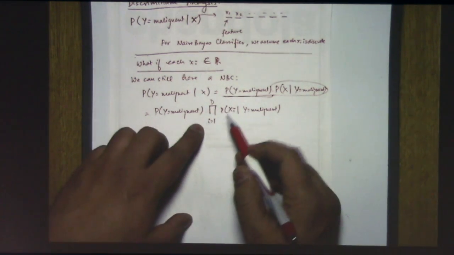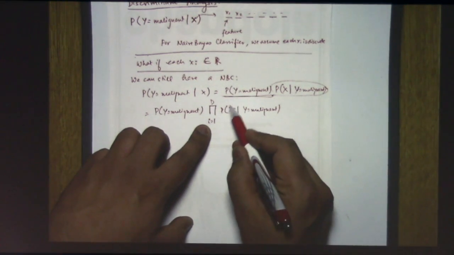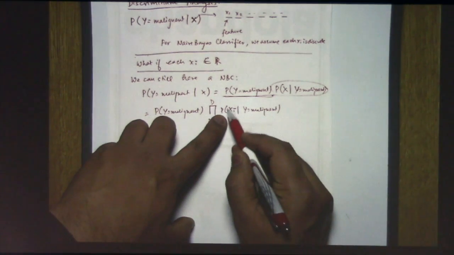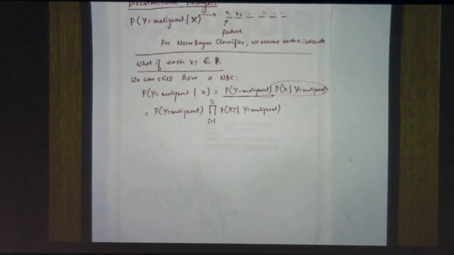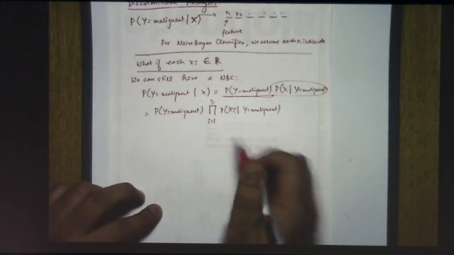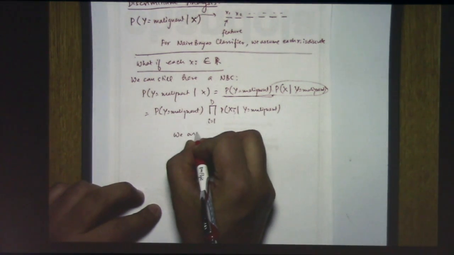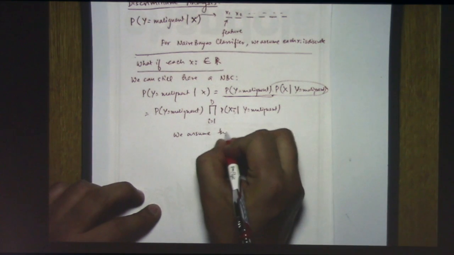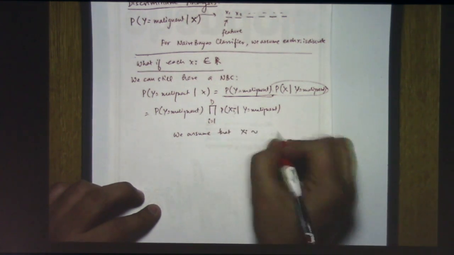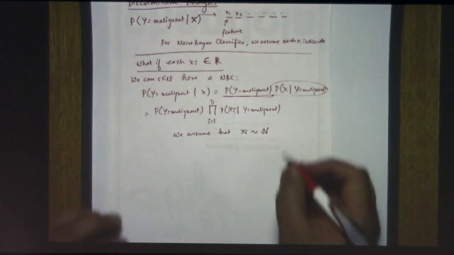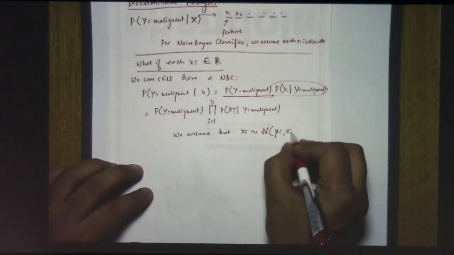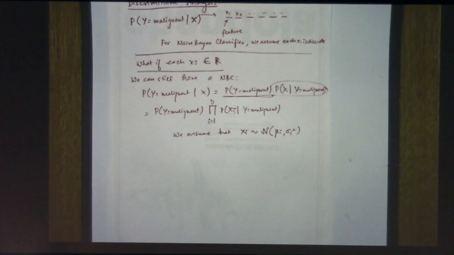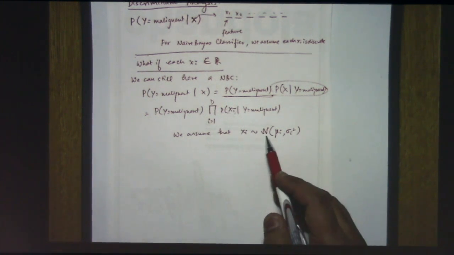But for Gaussian, when xi is real, when xi belongs to R, then of course you cannot model it as a Bernoulli distribution. Then we assume that xi is actually a normal distribution, right? Normal means a Gaussian distribution, which means that it will have some mean mu_i and some variance. We remember what a normal distribution looks like, right?